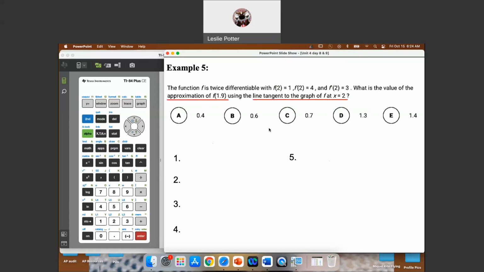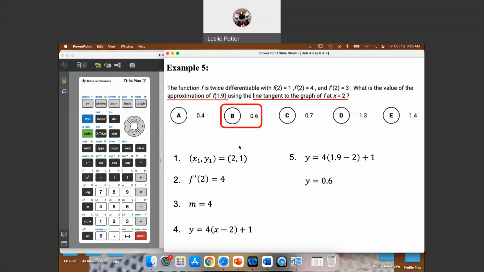Okay, so we know that we got 2 comma 1. That's the first piece of information. We've got the derivative, which is 4. That's what this says right here. And if I say derivative, we think slope, so the slope is also 4. And so our tangent line looks like that: 4 times x minus 2 plus 1. And we are going to use that to approximate a value at 1.9. So 1.9 minus 2 is negative 0.1. Times 4 is negative 0.4. So 1 minus 0.4 is 0.6. So that should be the answer there.